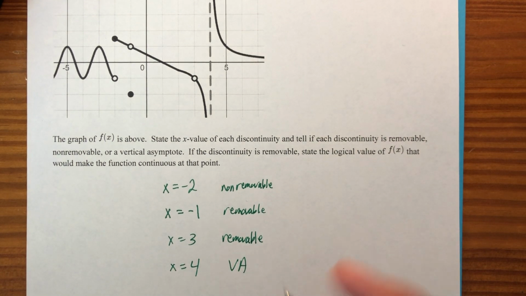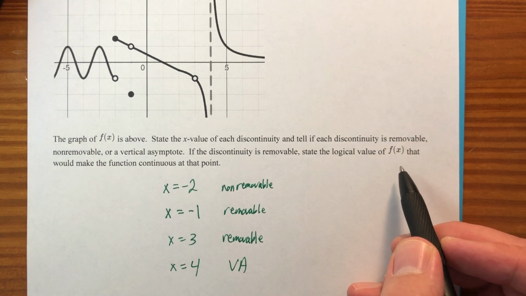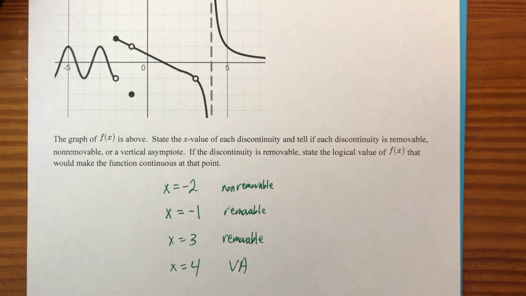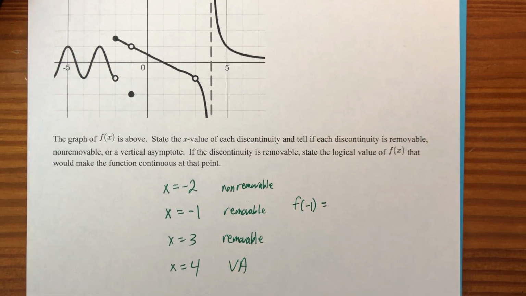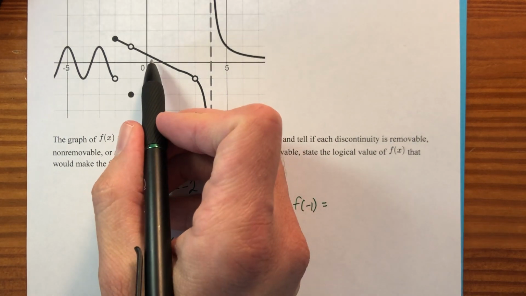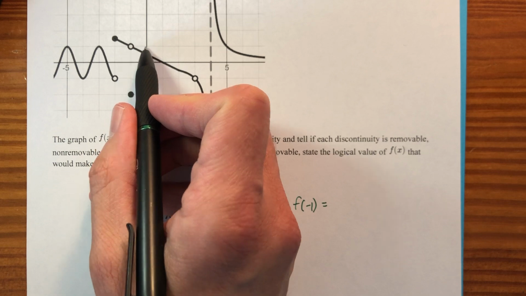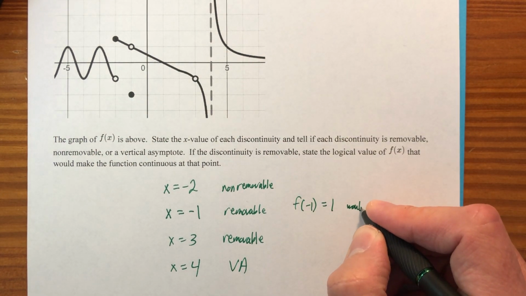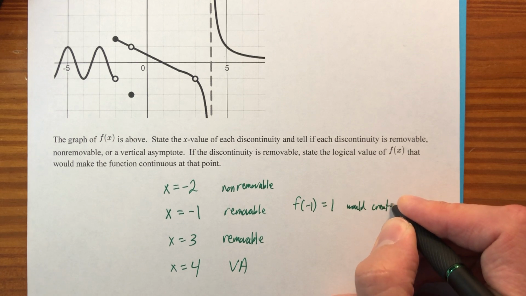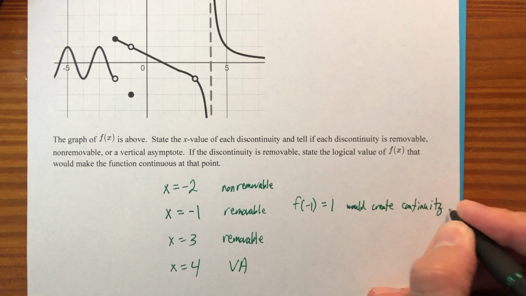And then, if it's removable, state the logical value of f of x that would make the function continuous at that point. And I don't want to just write f of -1 equals, I want to put it in context. So f of -1 equaled, well, if this dot was up here, we wouldn't have a discontinuity, and that would be 1. Would create continuity. I like to explain my thinking.